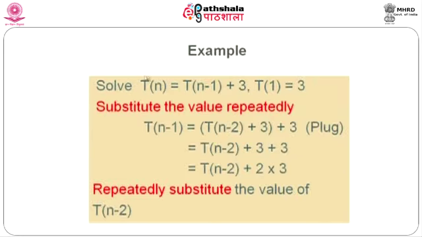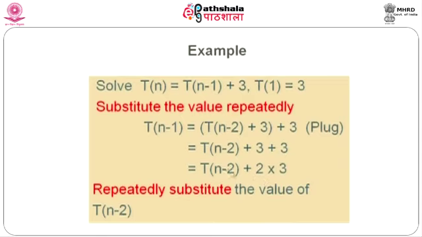Fine, I am taking a small example. This is the recurrence equation. This is the initial condition. So, I want to plug. So, I substitute n equal to n minus 1. So, T of n minus 1 is going to be T of n minus 2 plus 3 plus 3. This is the plugging result. I am simplifying this, it becomes T of n minus 2 plus 3 plus 3. So, this is going to be T of n minus 2 plus 2 into 3.